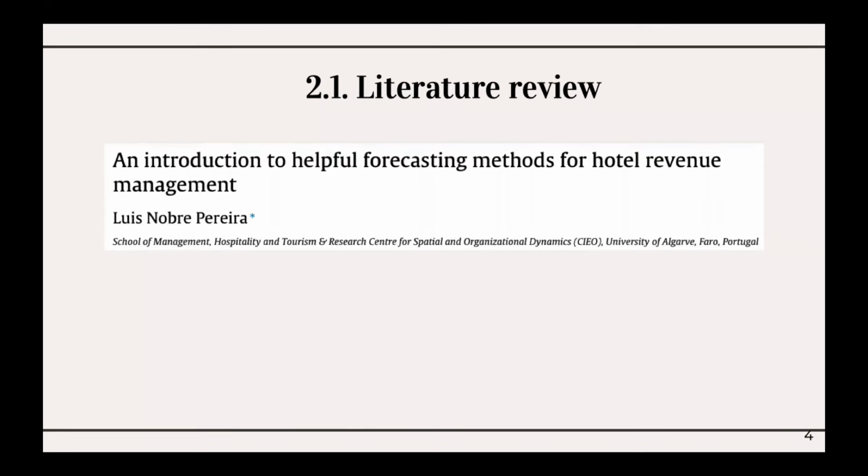I will first go through the literature review section of our project so we can get a better idea of the types of research that has already been done on the topic. This first paper studies the best forecasting techniques to be considered for forecasting a hotel's daily demand with complex seasonal patterns. The authors compared different forecasting methods and their accuracy.